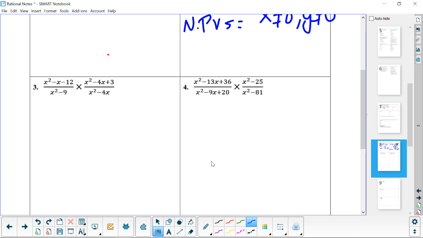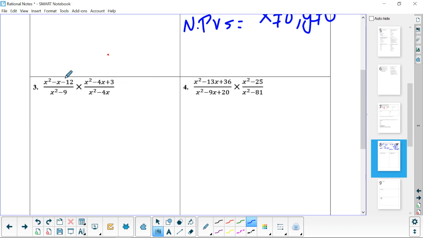Now let's do our question number 3. In question number 3, in the first expression, we have a quadratic equation in the numerator, and in the denominator, we have difference of squares because 9 is a perfect square, right? So x squared minus 9 can be written as x squared minus 3 squared. That is difference of squares. In the second expression, we again have a quadratic equation in the numerator. So we're going to find the factors of this quadratic equation, and in the denominator, we're going to again find the factors of this quadratic equation.